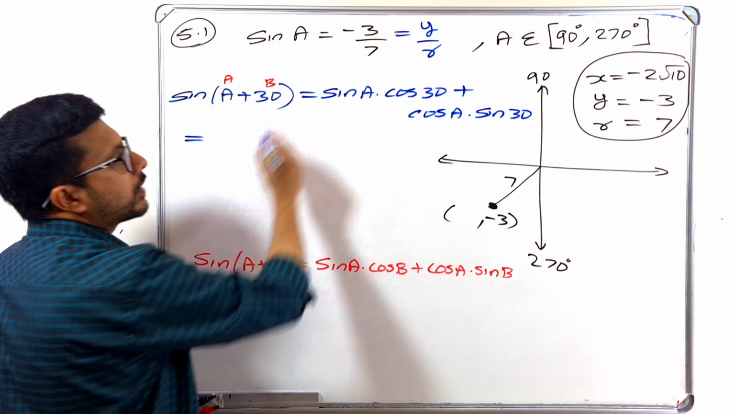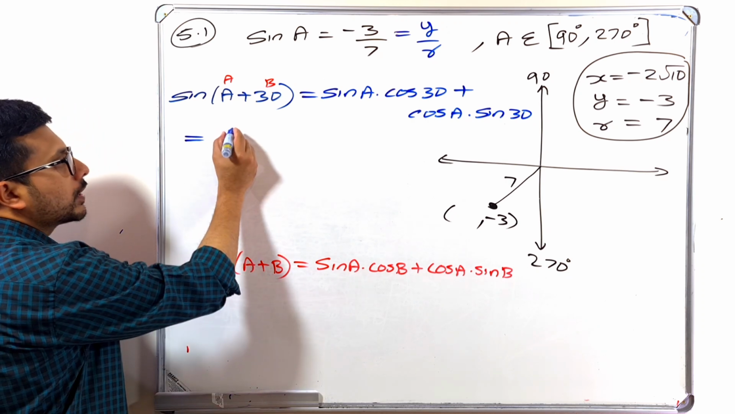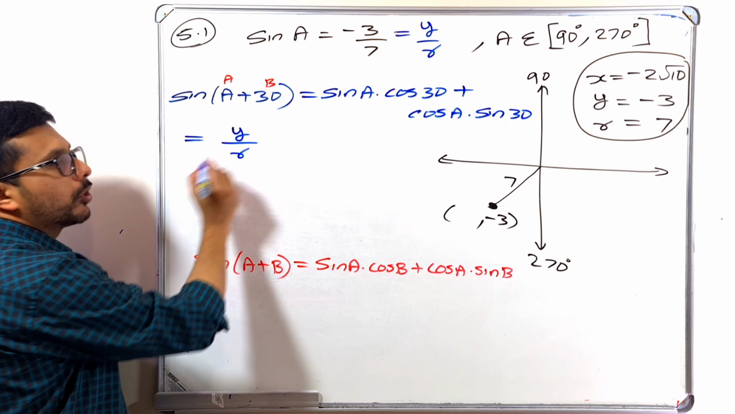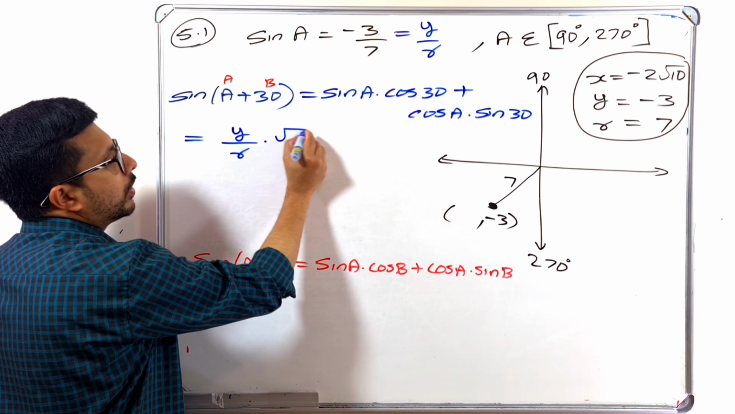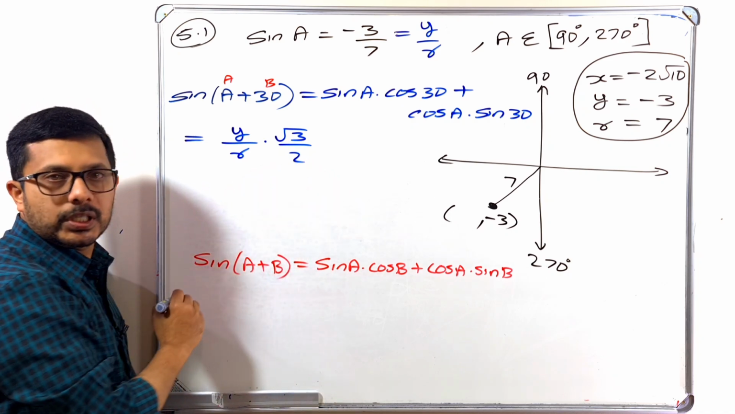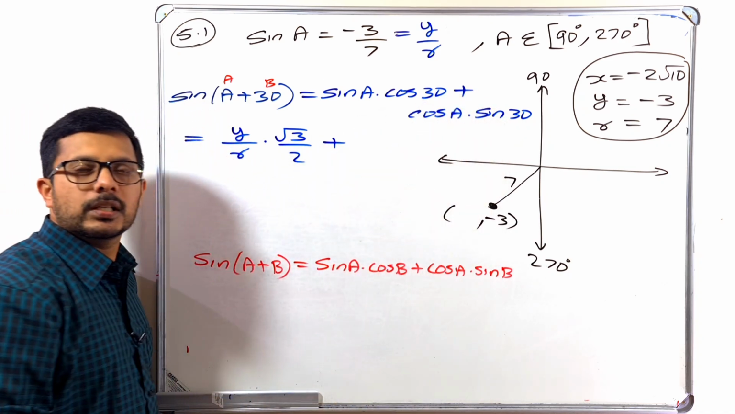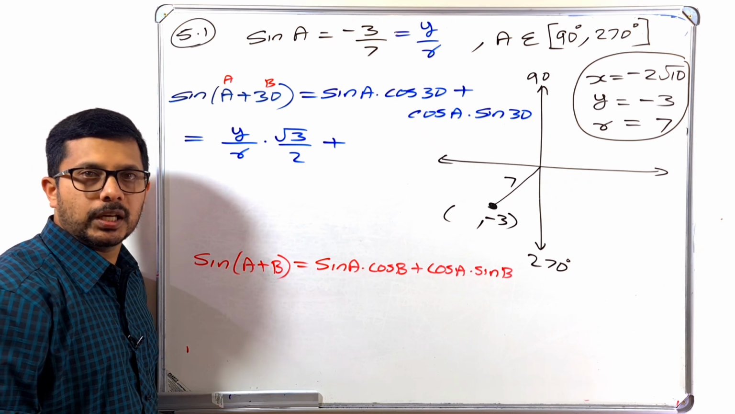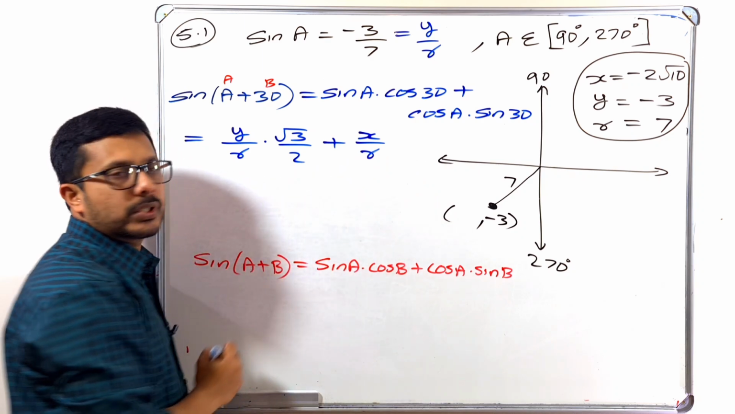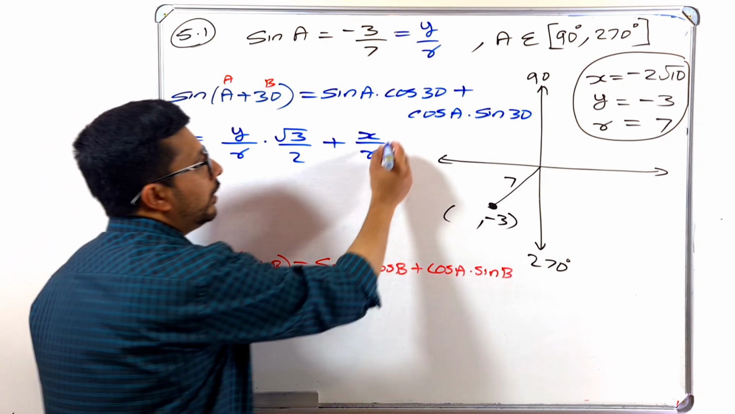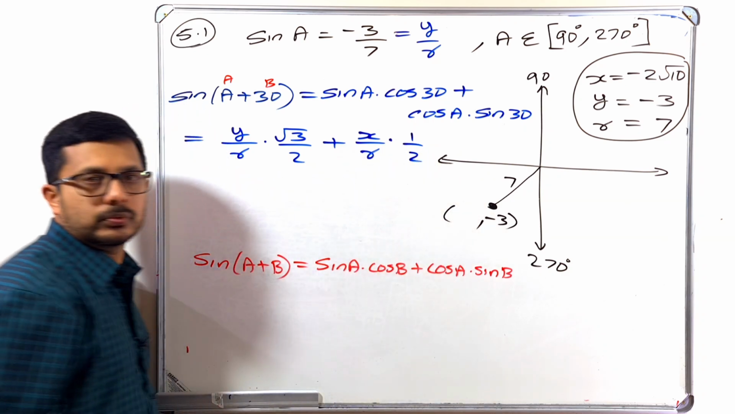What is sine a in terms of x, y and r? Sine is opposite side, that is y, over hypotenuse, that is r. Then cos 30 is root 3 by 2, a special angle. Then plus cos a. What is the definition of cos in terms of x, y and r? Adjacent side x over hypotenuse, x over r, into sine 30, that's a special angle, 1 over 2.